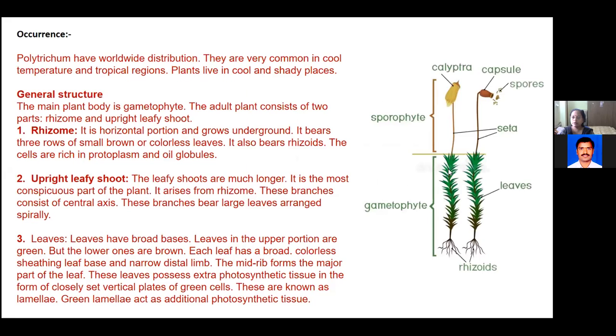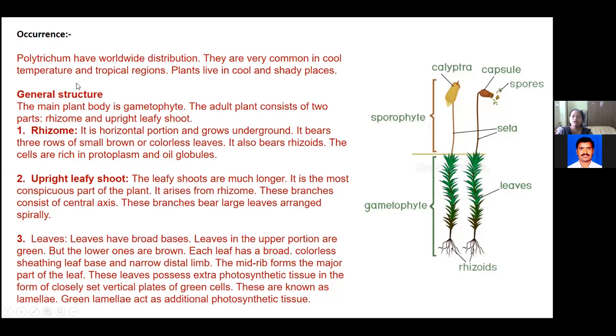Now, we go with the structure of the plant here. So when we talk about the occurrence, this is a miniature Polytrichum plant. You can see here the gametophyte. This is a gametophyte plant. It resembles a small plant which has emerged from a seed. Just as a small plant appears to us when it emerges from a seed, it appears just like that. So that's why we're calling it a miniature plant.